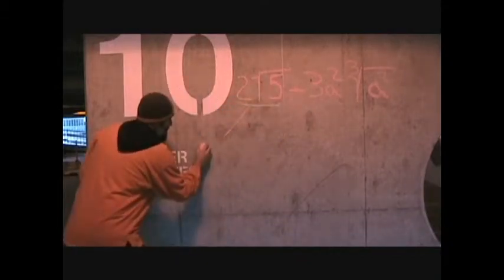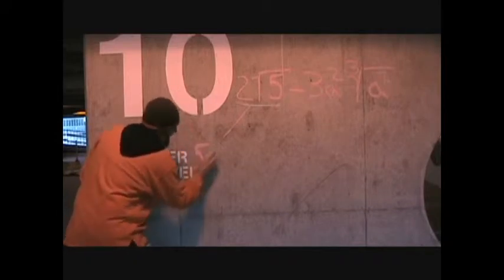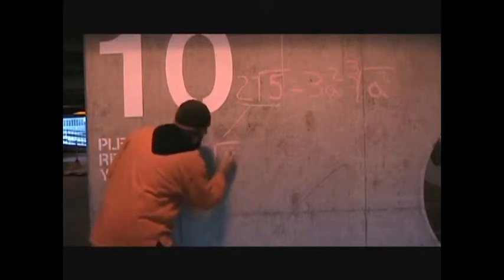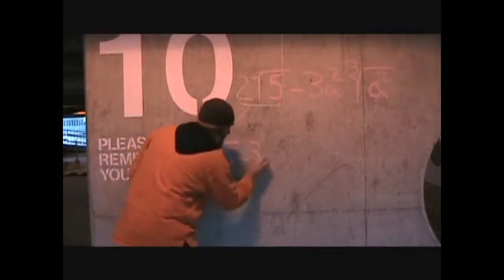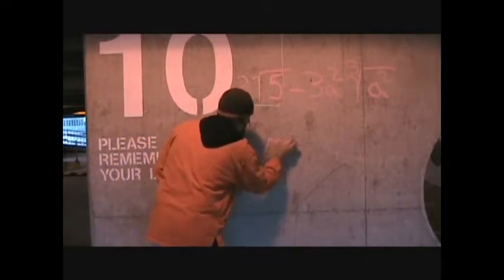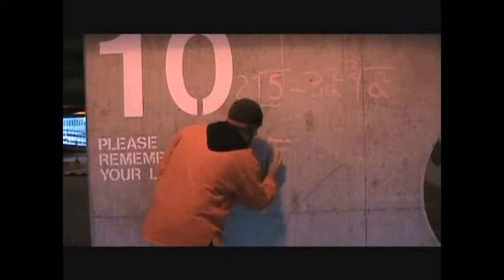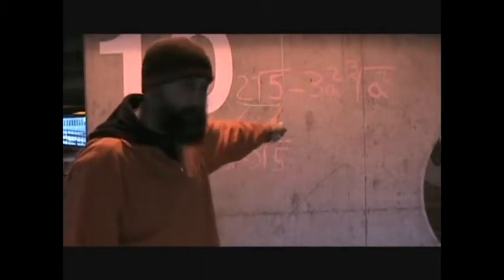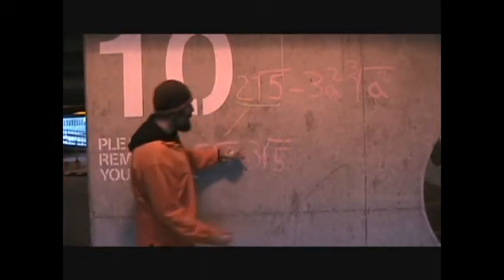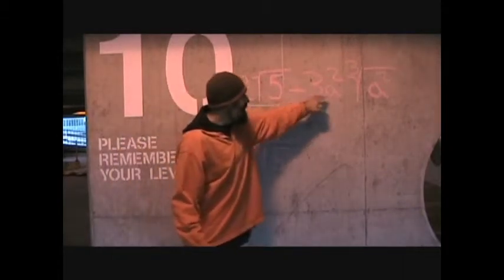So we're going to go 5 square root of 5 minus 3 square root 5. Okay. So 5 minus 3 is going to give us 2. So our first term, we just broke it, or took it one level higher, right? Now we're going to deal with this.